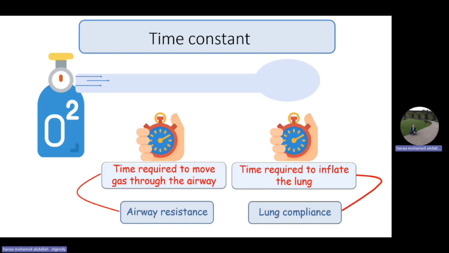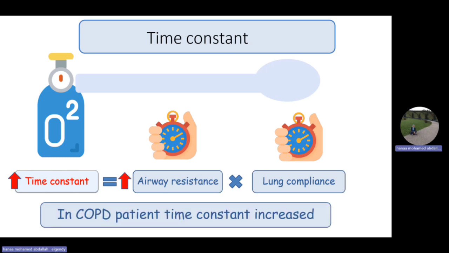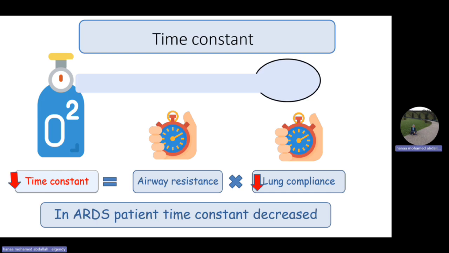First, the time required to move the gas through the airways, as we said in the equation of motion, which is the airway resistance; as it increases, the time constant will increase. Second, the time required to inflate the lung, which is affected by the lung compliance. So the time constant is the airway resistance multiplied by lung compliance. In COPD patients, where there is high resistance, the time constant will be increased. While in ARDS patients, there is very low lung compliance, and the time constant will be decreased.